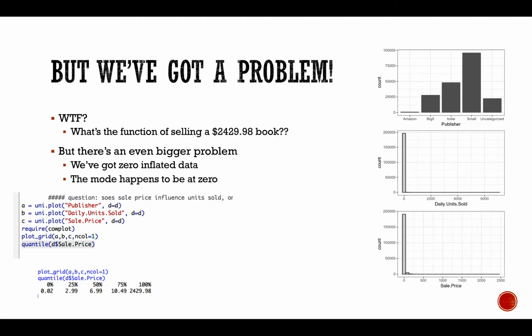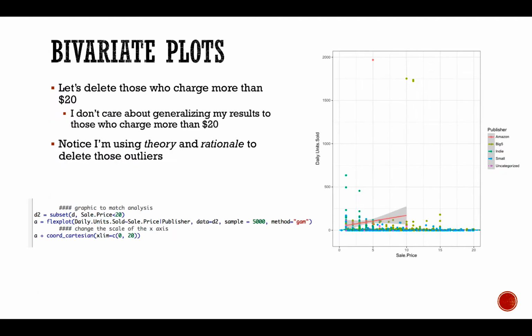But there's an even bigger problem. We've got zero inflated data. So the mode happens to be at 0. And if you want to see how these plots were created, look at the bottom left. I use the uni.plot function, but you could have used the flexplot function, which would work just as well.